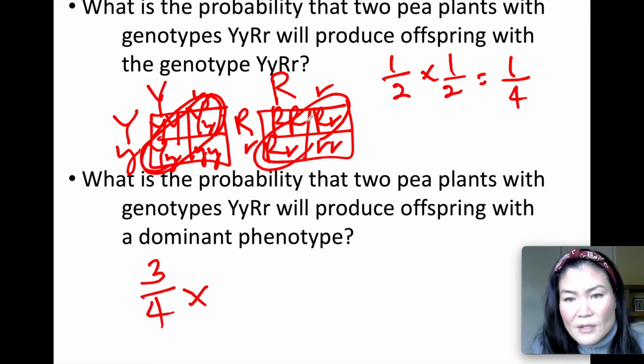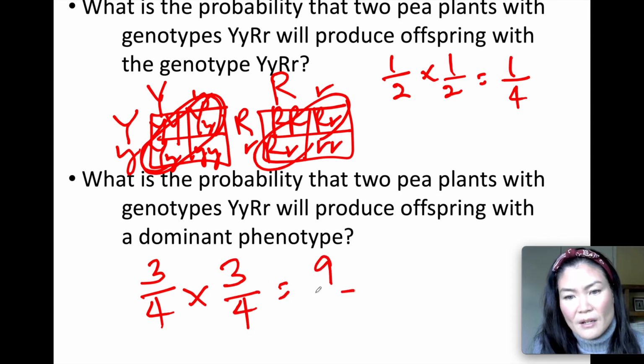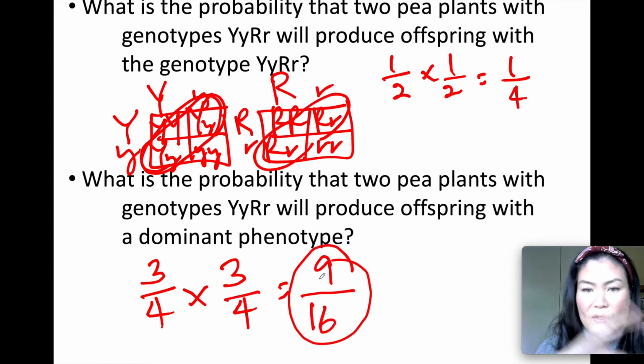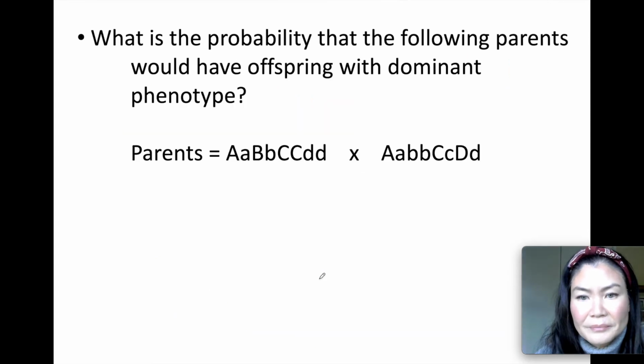What about the R's? Also 3/4, right? Because I only see one that's little r. So these 3 out of 4 are going to have the dominant phenotype. 3 times 3 is 9. 4 times 4 is 16. So the answer is 9/16. That was pretty easy. You don't have to do a big Punnett square.